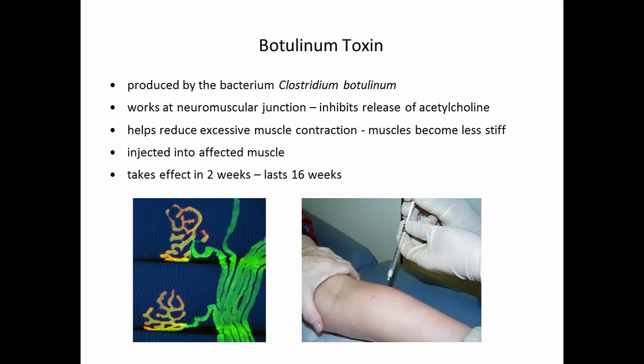And what this does is, without that neurotransmitter exciting the muscle, the muscle doesn't contract as much, and it becomes a lot less stiff. So this toxin actually has to be injected directly into the muscle. It usually takes about 2 weeks to have an effect, and the effect will last about 16 weeks. And then they'll need another injection.